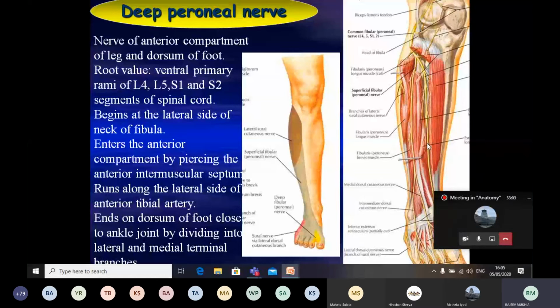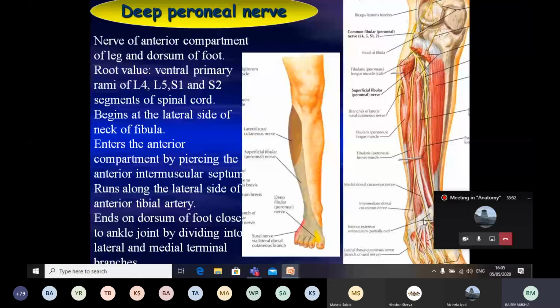So what are the structures innervated by this deep peroneal nerve? All these four muscles, tibialis anterior, extensor digitorum longus, extensor hallucis longus, and peroneus tertius, are innervated by the deep peroneal nerve. Then it will give a cutaneous branch, which will supply the area between the first toe and the second toe, that is between the great toe and the second toe. This area is supplied by the deep peroneal nerve. This branch is the cutaneous branch.